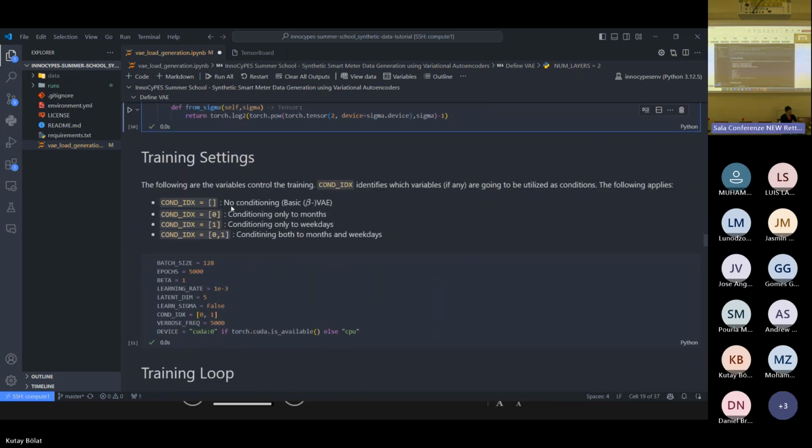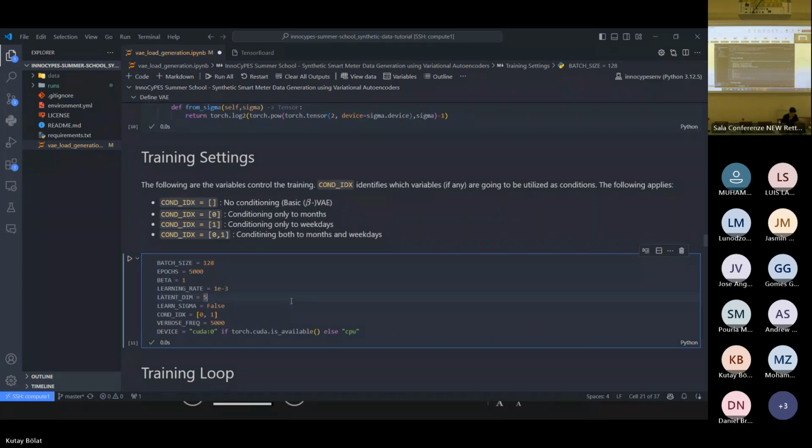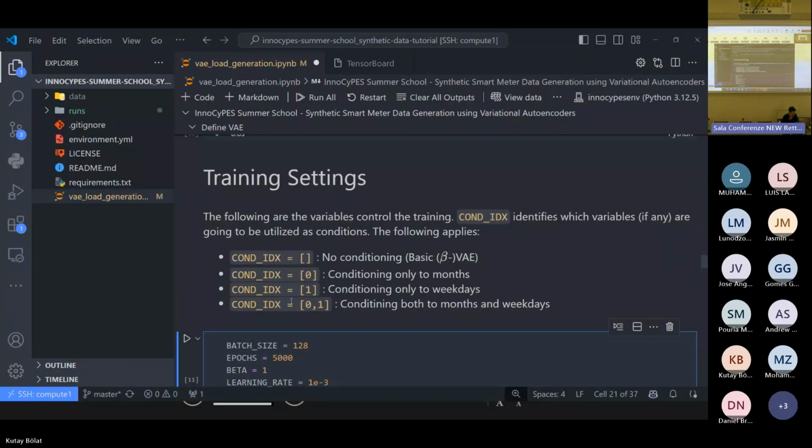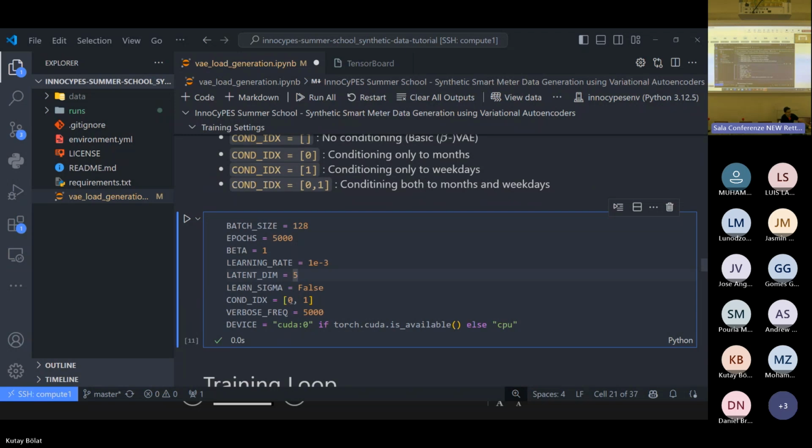Then here are the training settings. Of course, you have to choose how many latent dimensions. What's the dimensionality of the... Can you see it, by the way? Sorry. How many latent dimensions for the z, for the latent encoding? In this case, I chose 5. So it's a 24 to 5 mapping for the encoder.